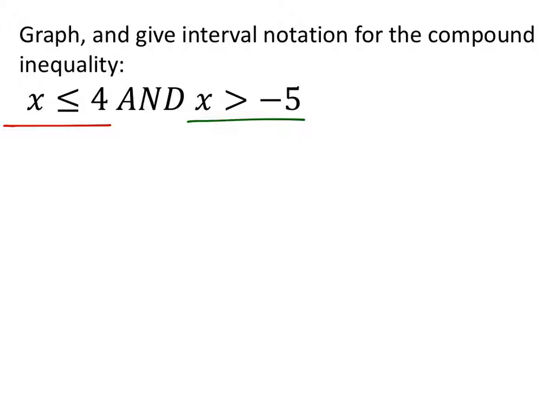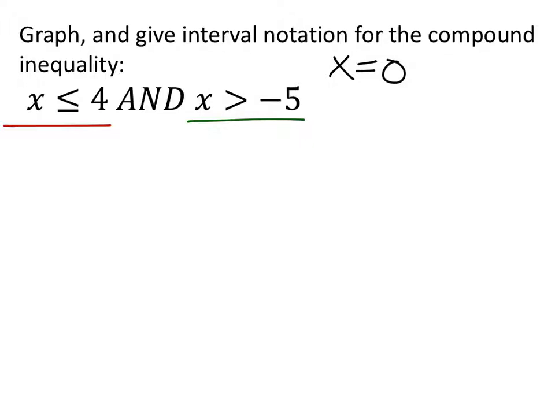For example, if I said x equals 0, now remember, it's got to be true for both in order for it to be a solution for this compound inequality. In other words, it needs to make both statements true. So the one has to be true and the other has to be true, right? Well, in this one we can see 0 is less than or equal to 4, so that's true. But also 0 is greater than -5, so that would be true. So 0 would be a solution.